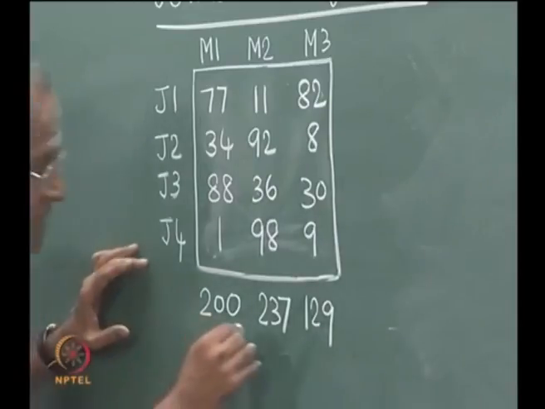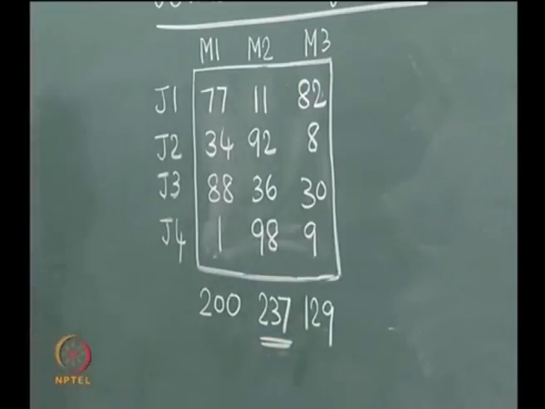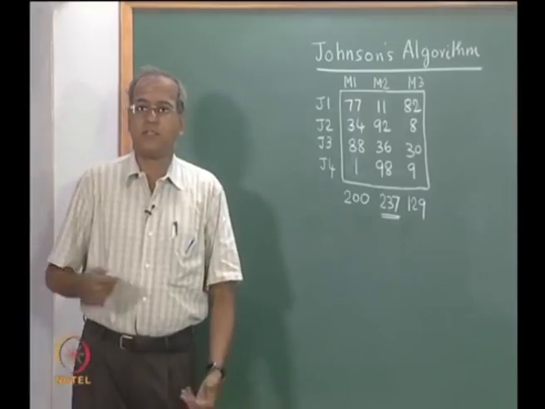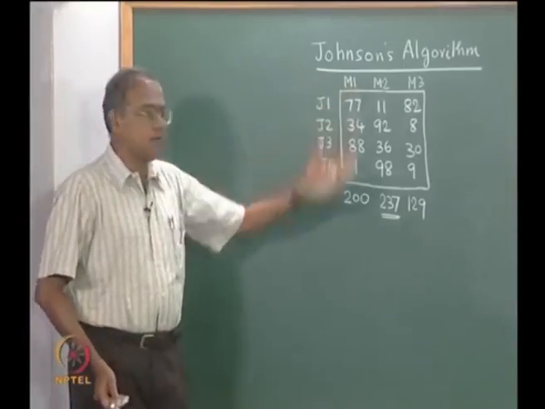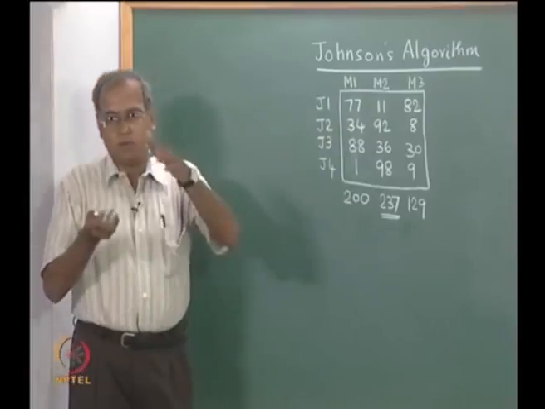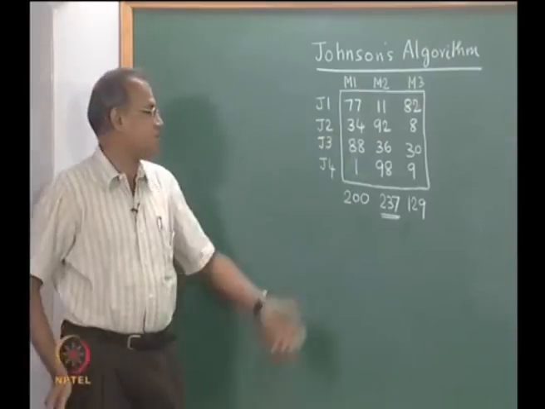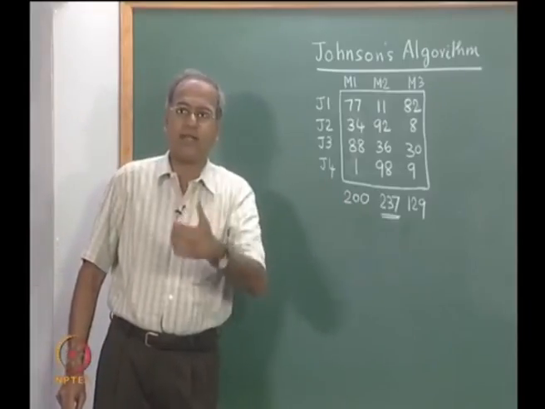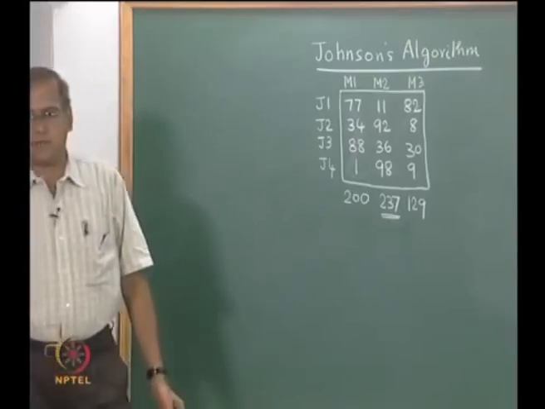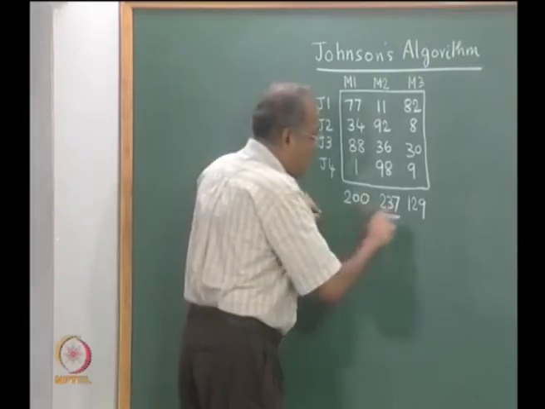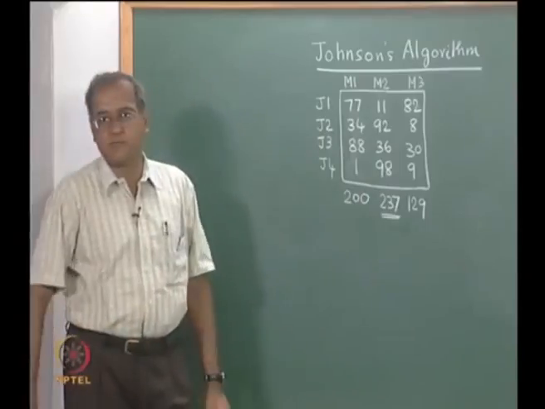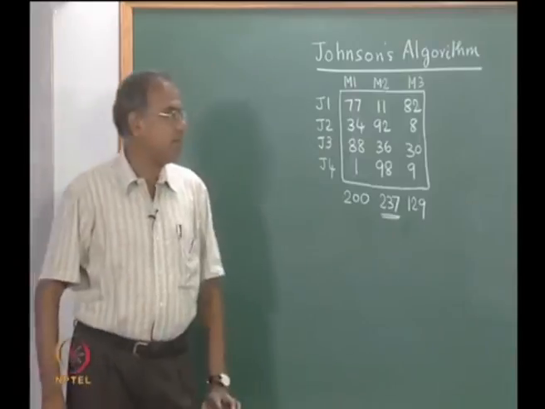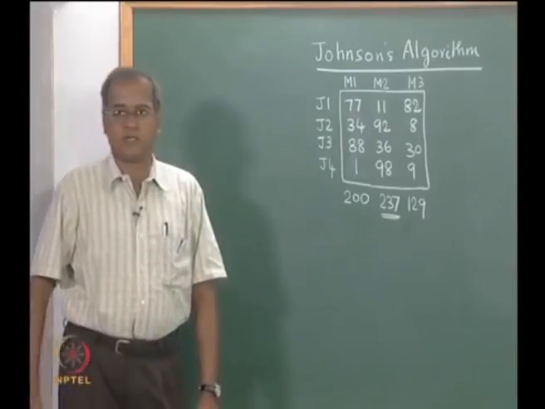Now the maximum of these 3 is 237, and we could say definitely that the makespan cannot be smaller than 237, because all the jobs have to go through machine 2 and the total workload on machine 2 itself is 237. Therefore, the makespan can only be greater than or equal to 237. So, the maximum of the sum of processing times on the machines gives us a lower bound to the makespan. So, we could say the lower bound is 237.